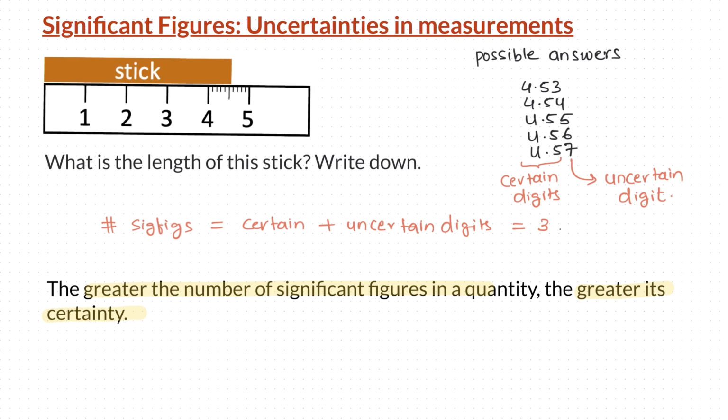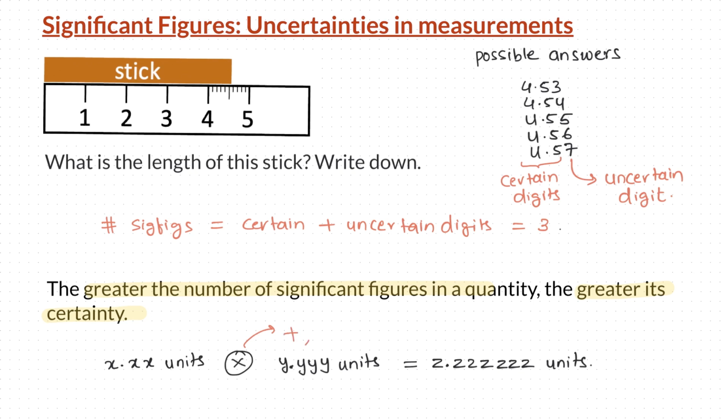Let us say we have two individual measurements, x.xx units and y.yyyy units, and we are performing a mathematical operation between these two measurements. After plugging these measurements into a calculator, we end up getting the final answer as z.zzzzzz units. The mathematical operations may include addition, subtraction, multiplication, or division.